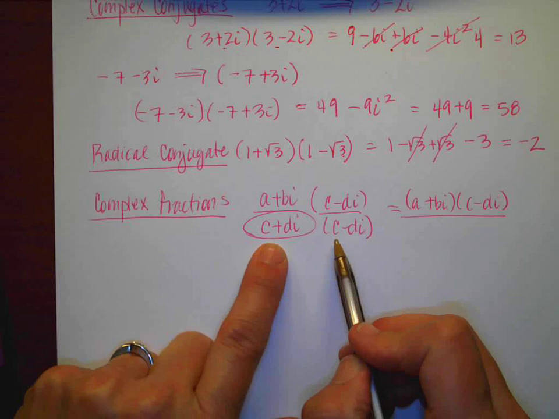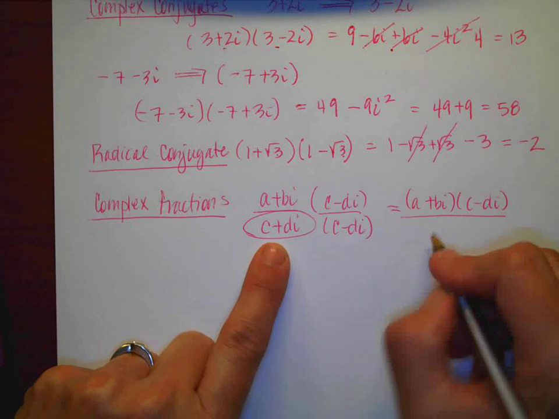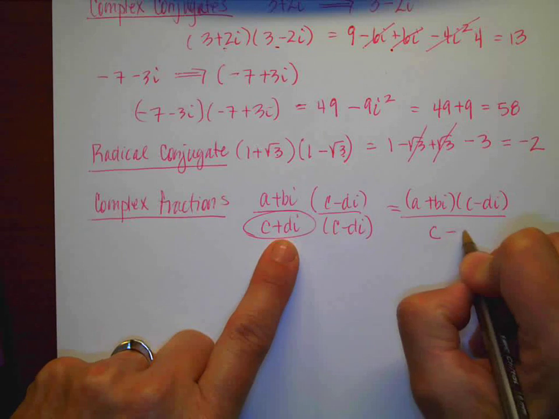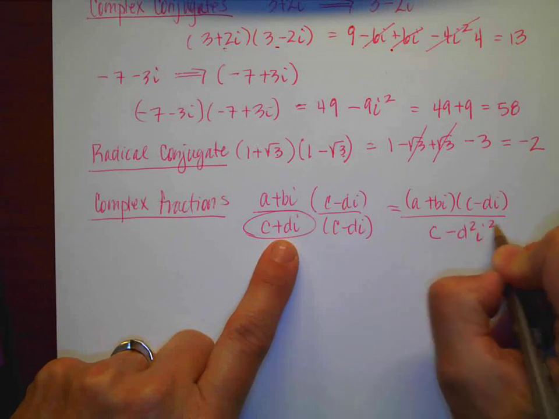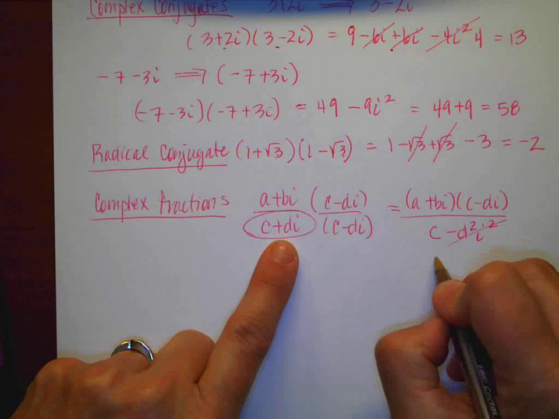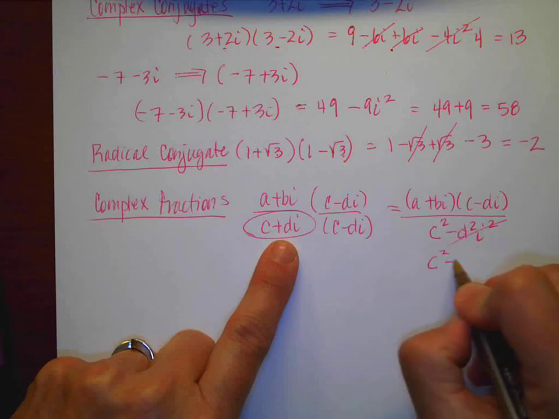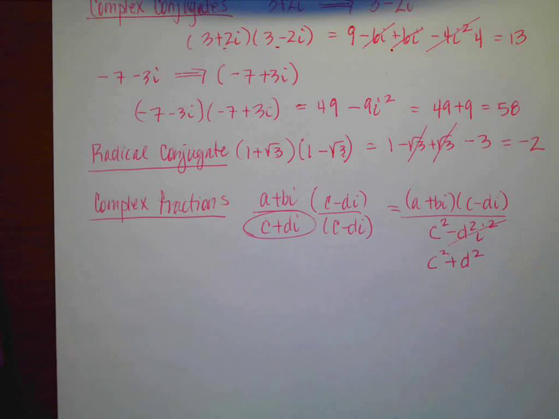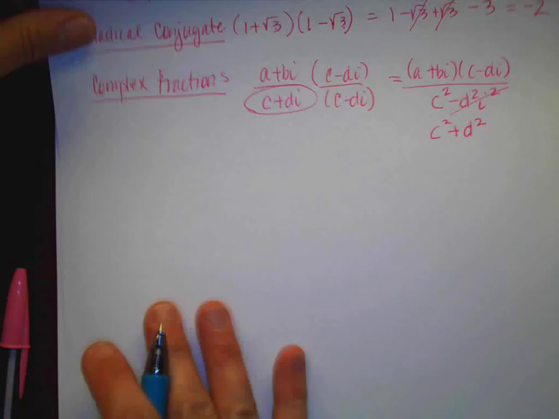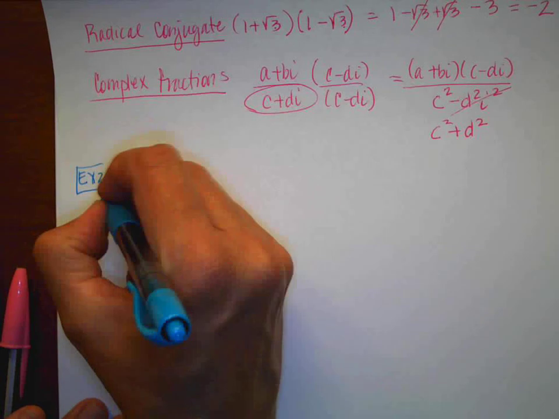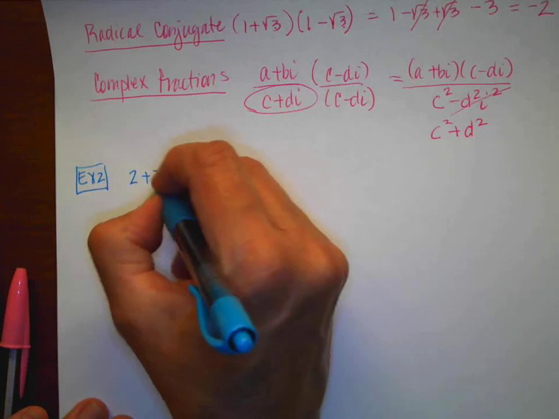But in the denominator, by multiplying by the conjugate, we created a difference of two squares. So this would end up being c squared minus d squared i squared. And so this would be c squared plus d squared. And now there would be no i's in the denominator. So now let's do an example with one of our complex fractions. So this is going to be our second example.